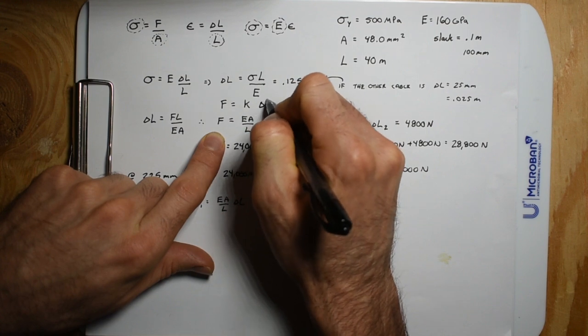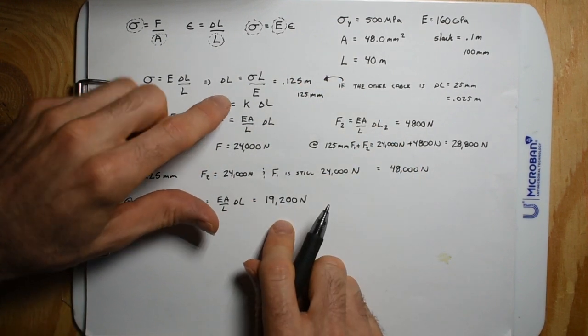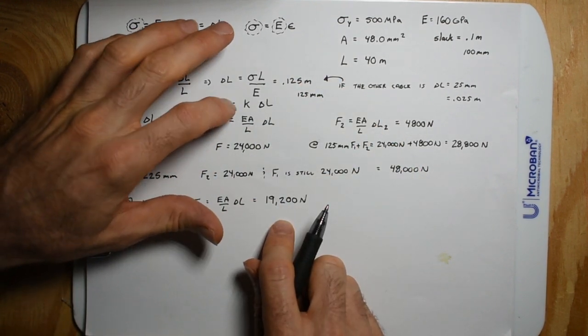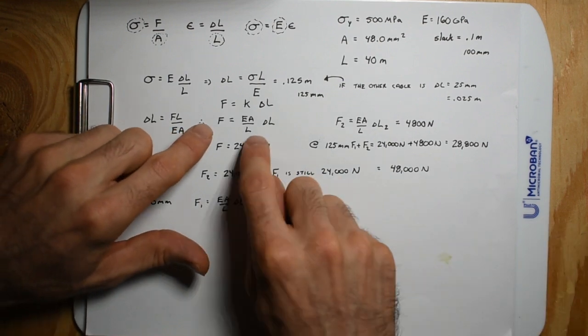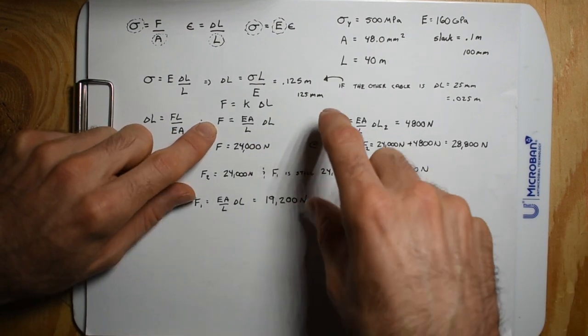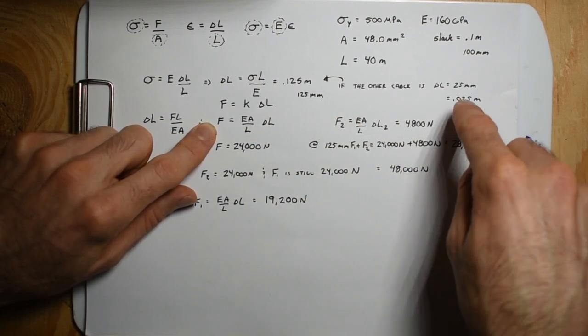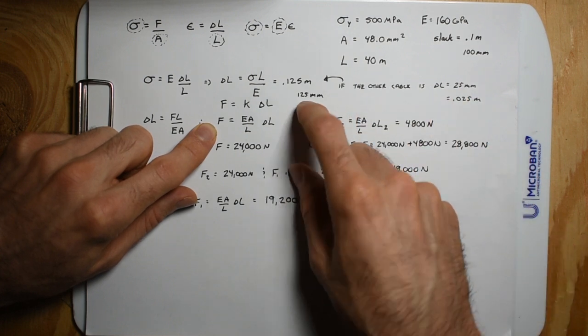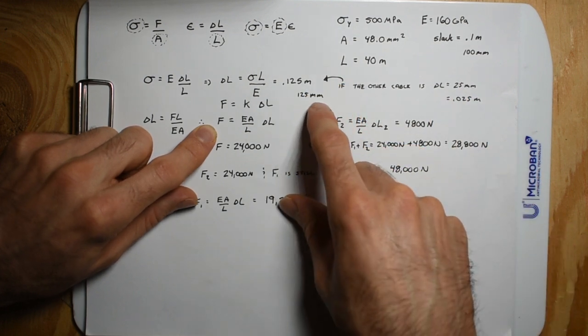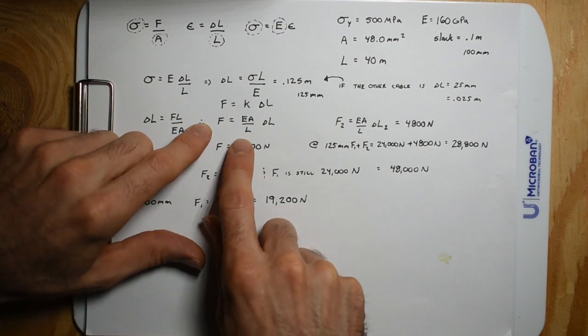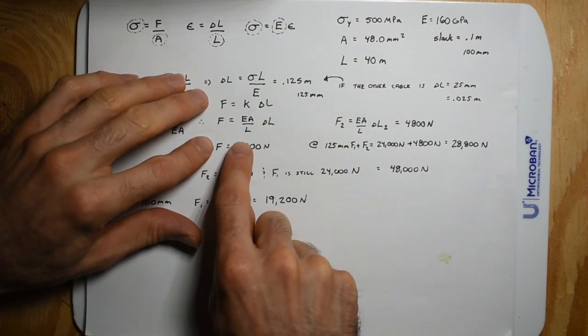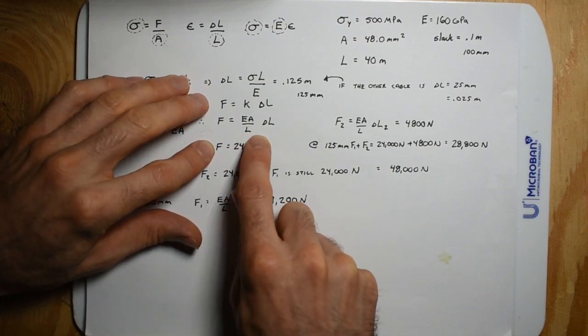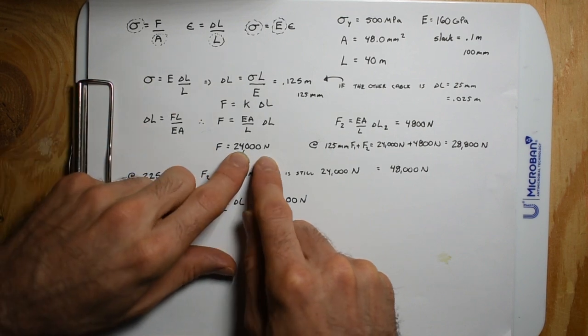spring equation that says force of a spring is equal to some sort of spring constant times its change in length. So now, even though that second cable is stretched 25 millimeters, that first cable, just because it's stretched 125 millimeters, by observation, we can say that its max force is EA over L times change in length, which is 24,000 newtons.